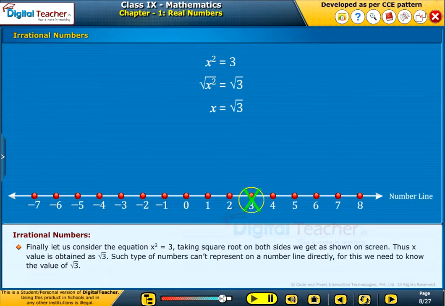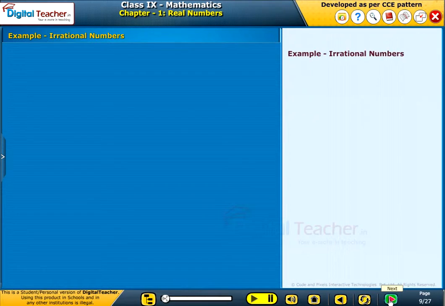Such type of numbers can't be represented on a number line directly. For this, we need to know the value of root 3. So, let us find root 3 value by long division method. Let us solve an example of irrational numbers. Find the value of root 3 by long division method.